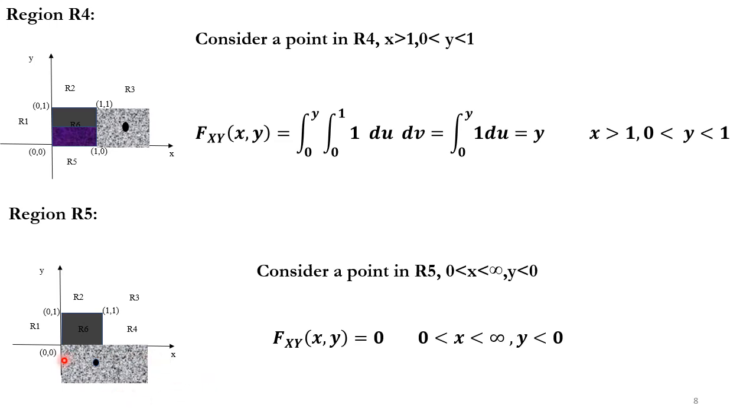We'll consider the next one, region R5. This is the region under consideration. We are considering a point here. And here you know that the CDF is not defined. So therefore, the CDF is equal to 0.